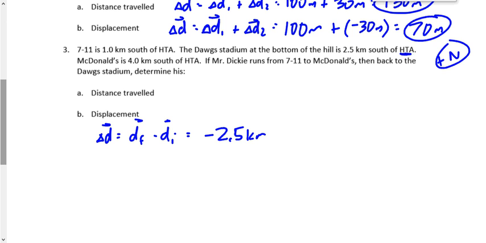I've used HTA as my reference point for my final position, so I need to use HTA as my reference point for my initial position as well. What would be my initial position? 7-Eleven, right? 7-Eleven is 1 kilometer south. Negative 2.5 kilometers is where the dog stadium is relative to HTA. 7-Eleven is negative 1 kilometer south of HTA. Negative 2.5, negative 1.